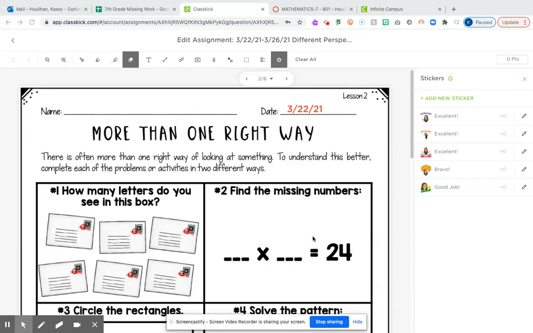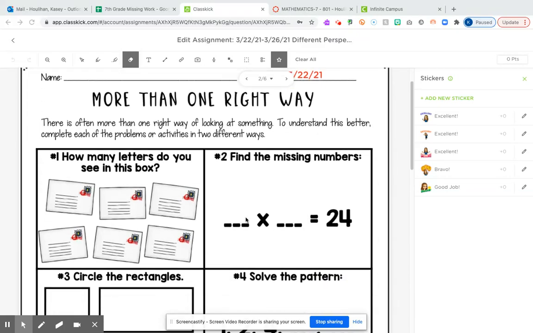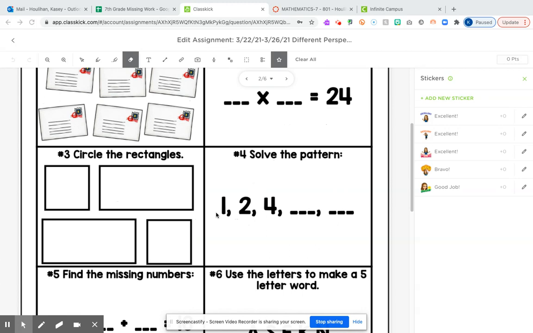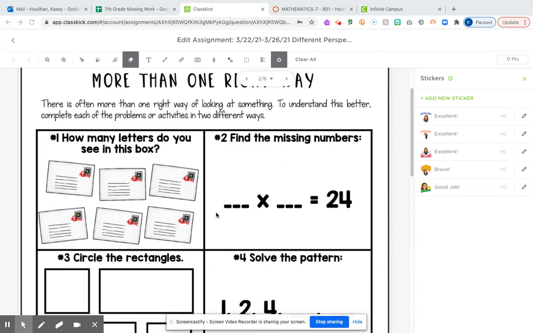All right, on this page, you are going to go through each of these situations and find two ways of looking at or doing something. Because people have different opinions about different things, and it doesn't mean it's right or wrong. It just means that there are two different ways. We talk about this in math all the time.